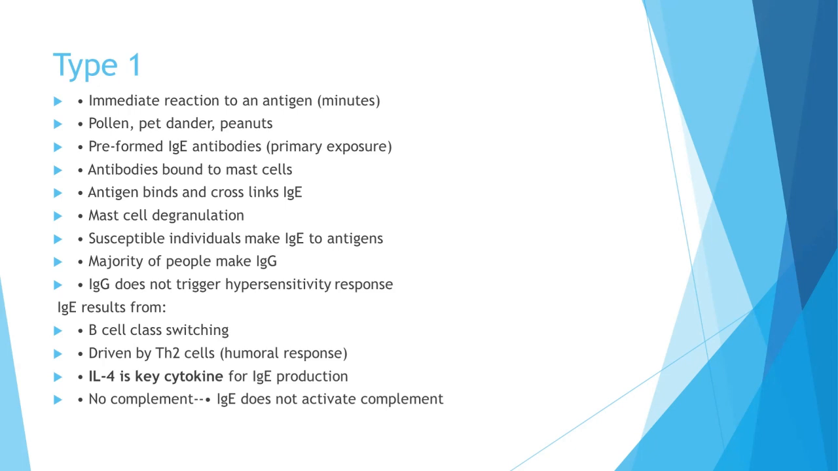So the susceptible individuals who have allergy form a great amount of IgE molecules. The IgE results from B cell class switching, driven by Th2 cells. Interleukin-4 is a key cytokine for IgE production. There is no complement, as IgE does not activate complement.